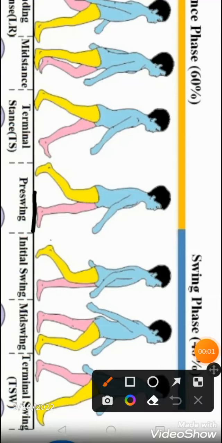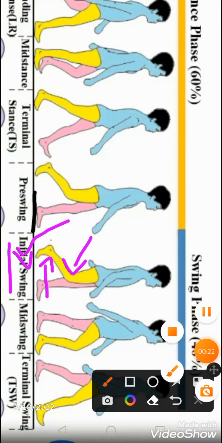Now concentrate on the initial swing, what is going to happen? First of all the knee flexes, then comes the dorsiflexion of your foot, and these two will shorten the limb as it swings forward, right? This is very important regarding this initial swing phase, right?